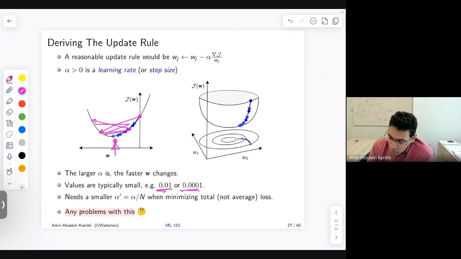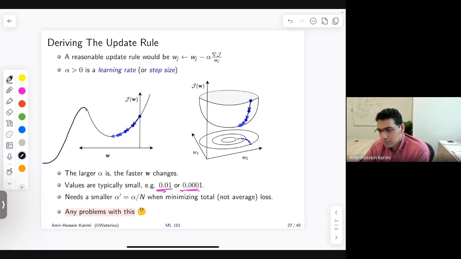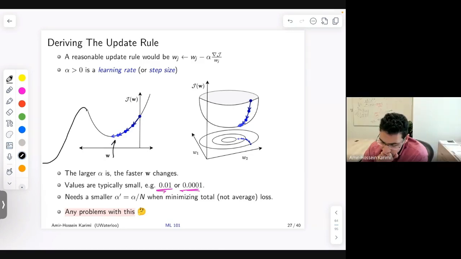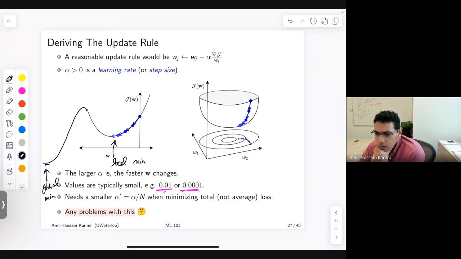Absolutely. So let me just expand this picture a bit for you and say that actually this is not the whole picture. My loss function looks something like this. This is called a local minima, and this point here is called a global minima. What's the difference between local and global minima?